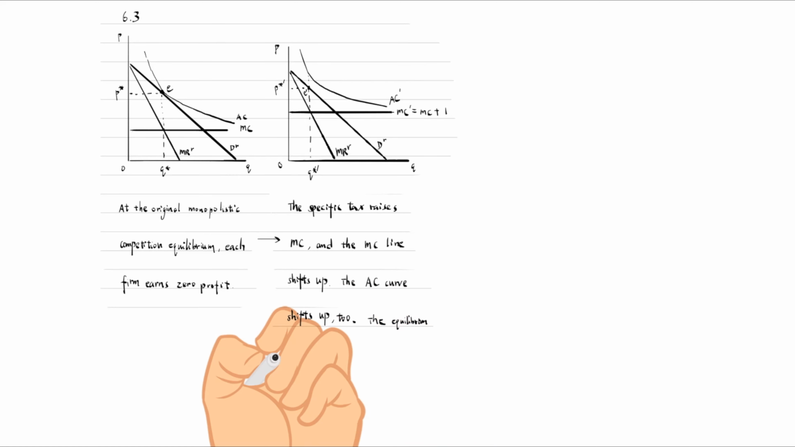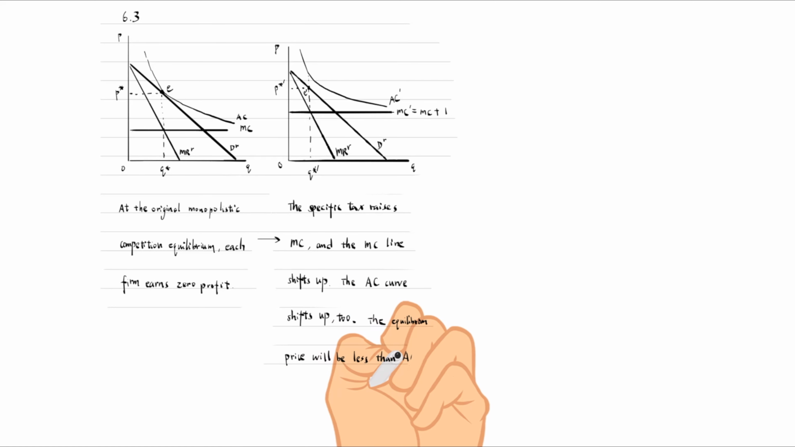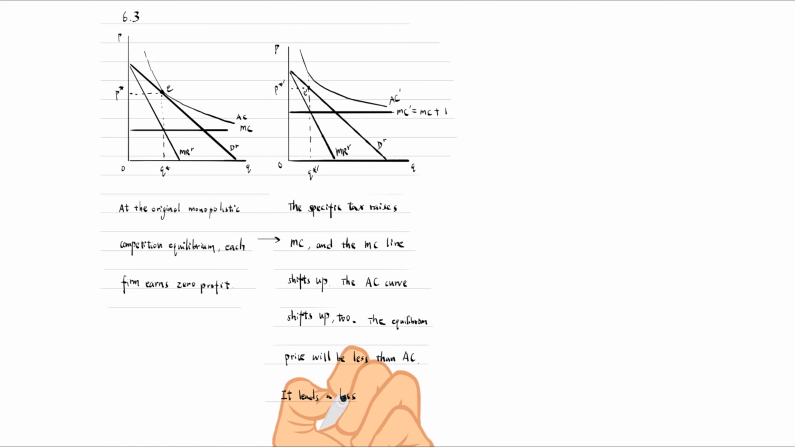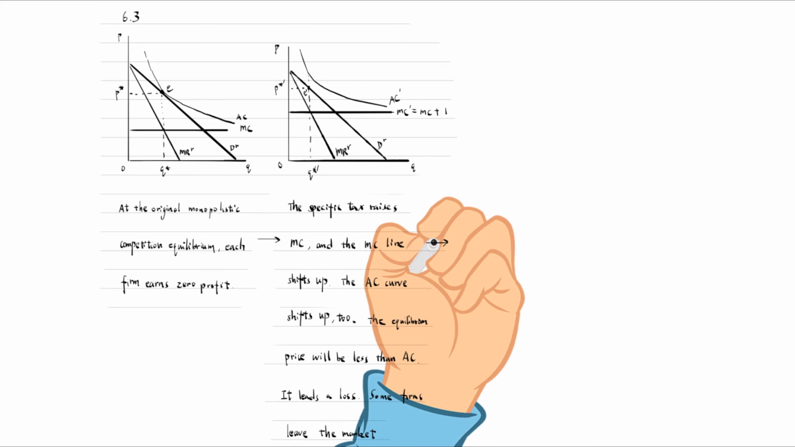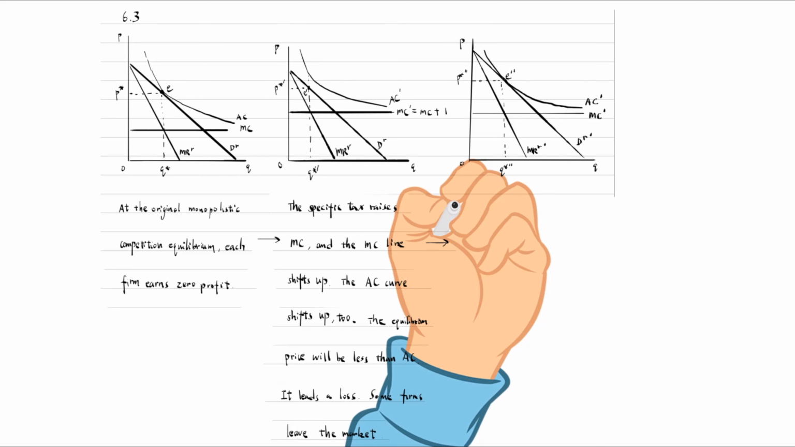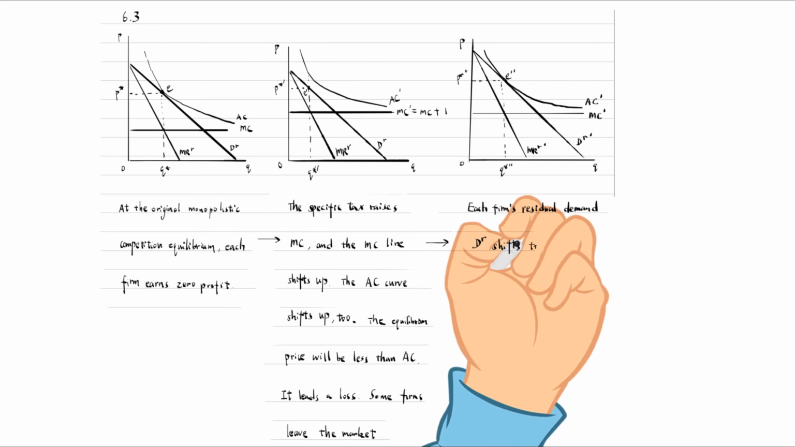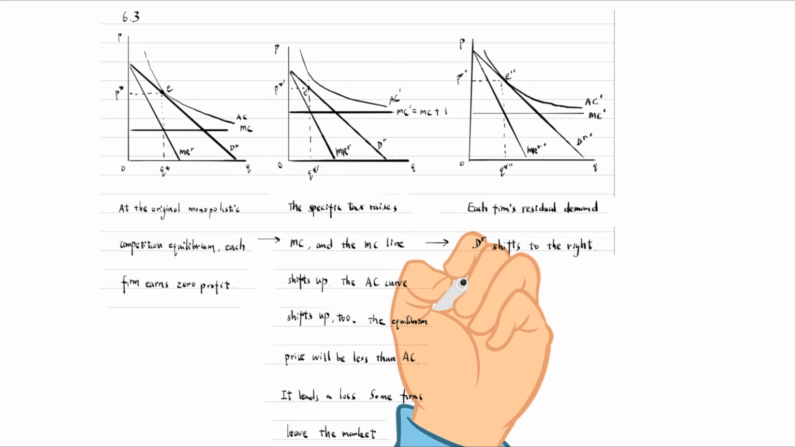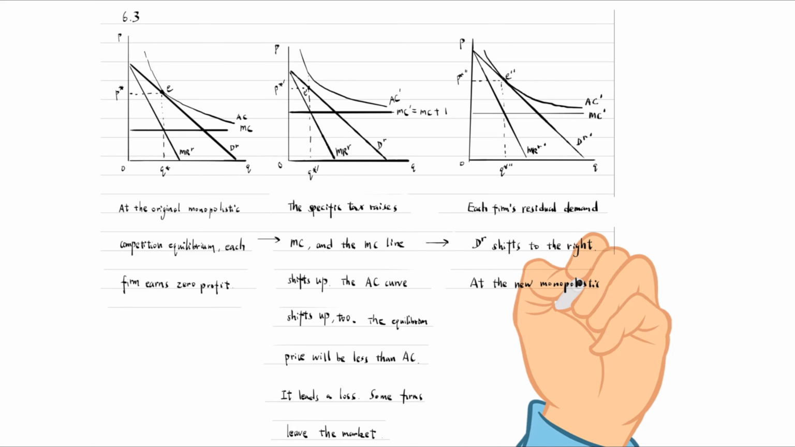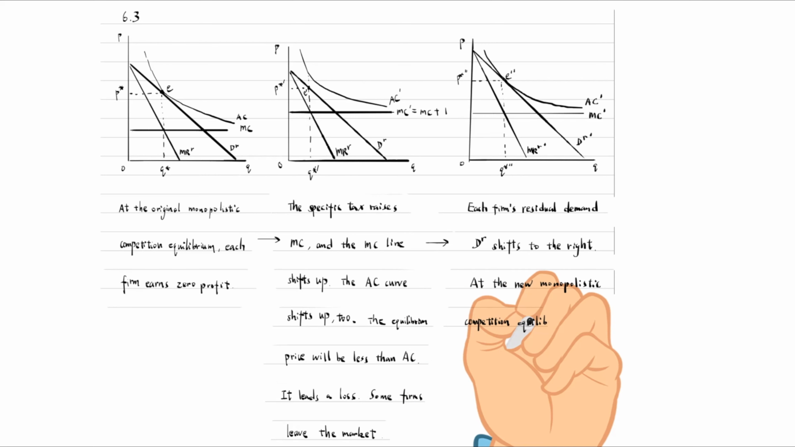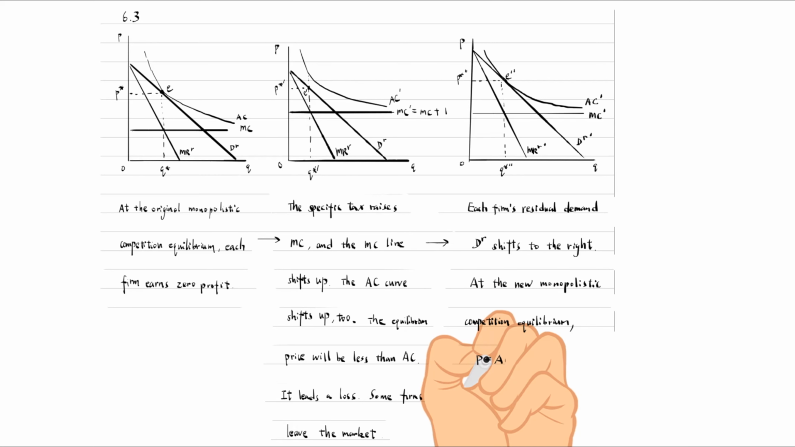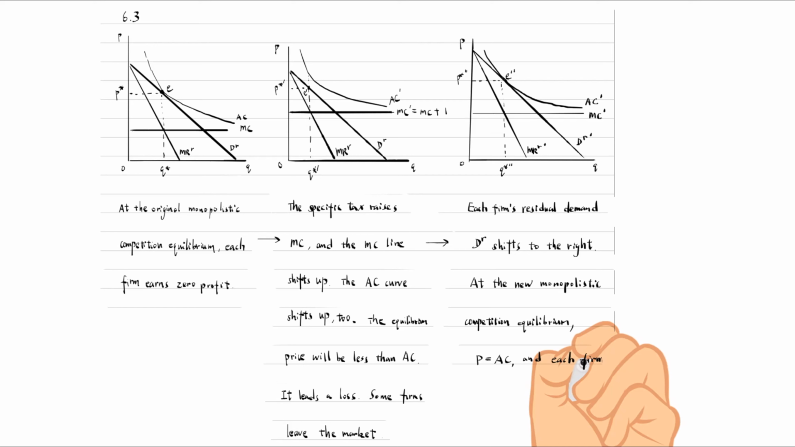The equilibrium price will be less than the average cost. It leads to a loss. Some firms will leave the market. As a result, each firm's residual demand curve shifts to the right because there are fewer firms in the market. At the new monopolistic competition equilibrium, the price equals the average cost and each firm earns zero profit.